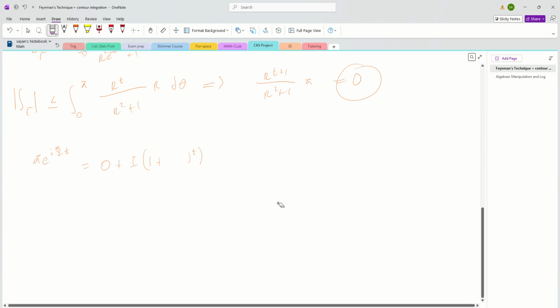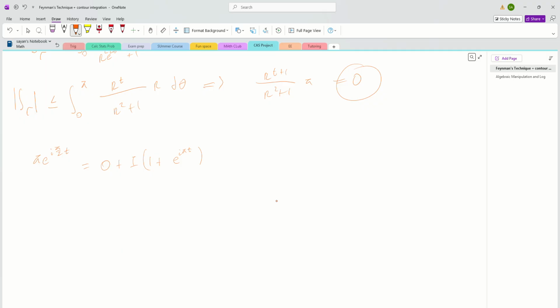And I'm going to rewrite negative 1 just to make this a little cleaner: e to the i pi t. There we go. And we can actually divide both sides by that. So we'll have pi e to the i pi over 2t over 1 plus e to the i pi over t. That's going to be equal to I.